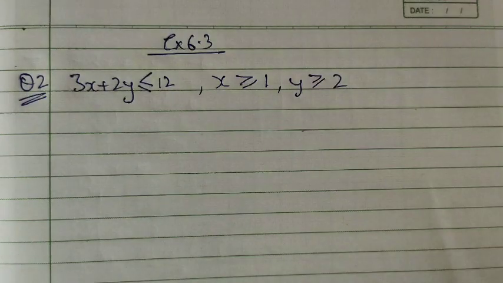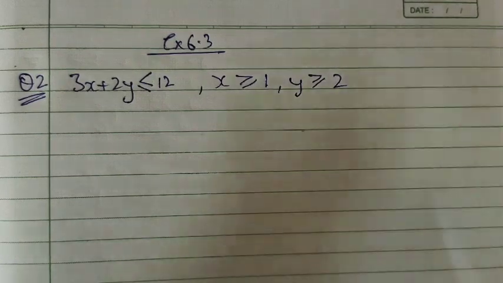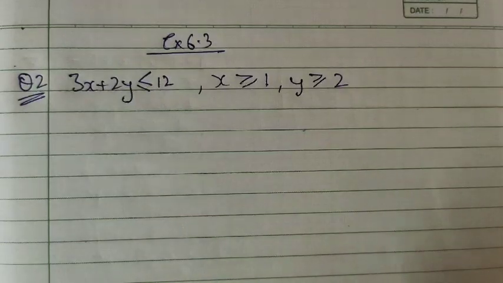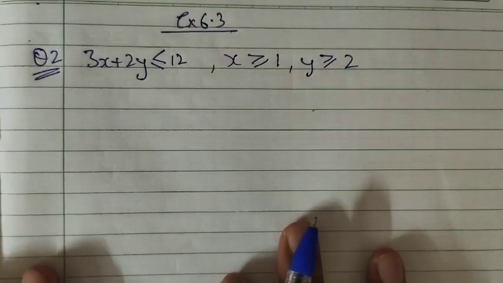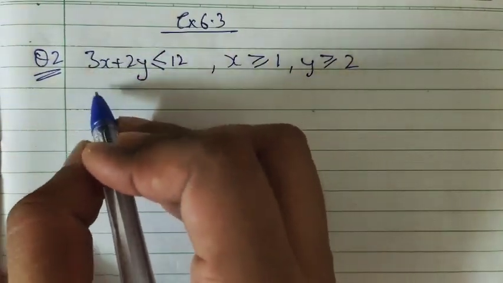Now let's come to the next category of questions involving multiple equations. So exercise 6.3, question number two, I am doing here. 3x plus 2y is less than or equal to 12. One inequality is given. x is greater than or equal to 1, another. y is greater than or equal to 2, another. So let's take the first equation.